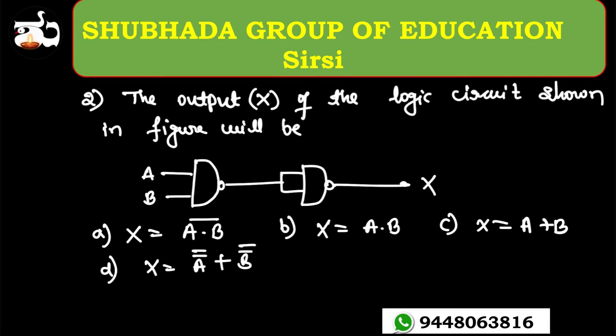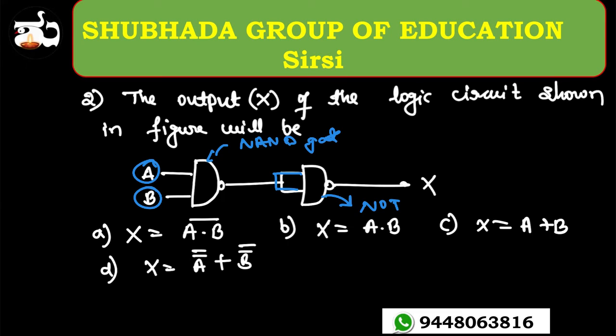Okay, let's move to the next problem now. The output of the logic circuit shown in the figure will be. Okay, so again the same type of problem now also. Clearly A and B are the inputs to which gate? It's a NAND gate, correct? And again here it is a NAND gate, but the inputs are shorted, so in the sense it acts like a NOT gate only.